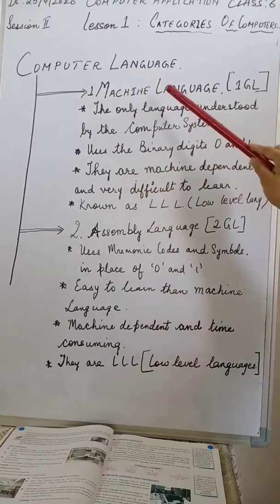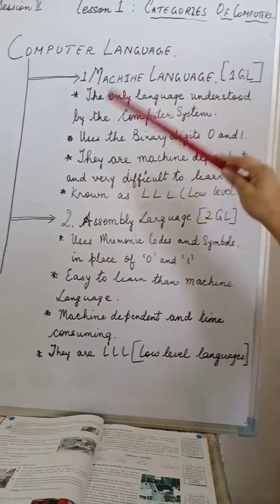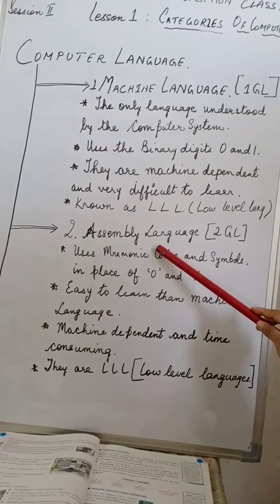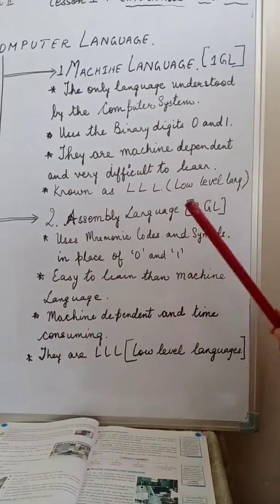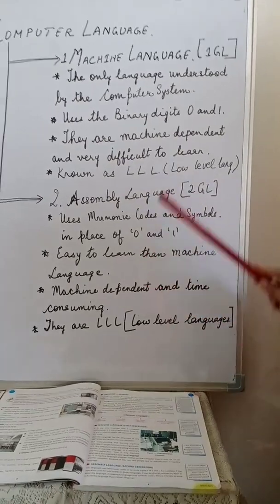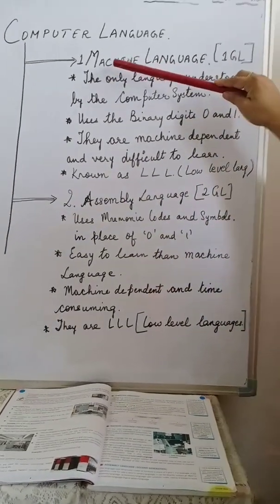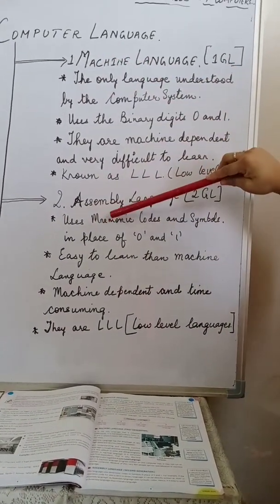The first one is machine language. Then we have the assembly language. The third one is high level language. And the fourth one is fourth generation language. Now as you can see, we will be discussing first the first language and the second language.